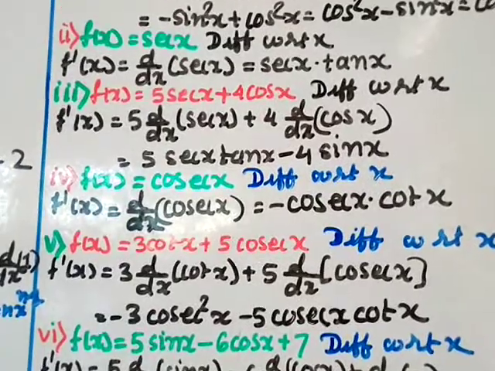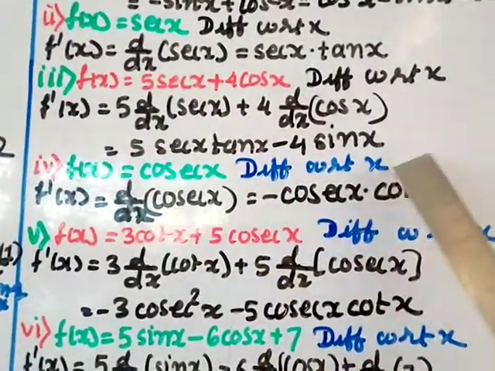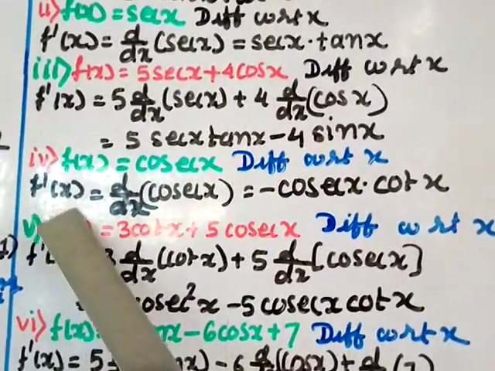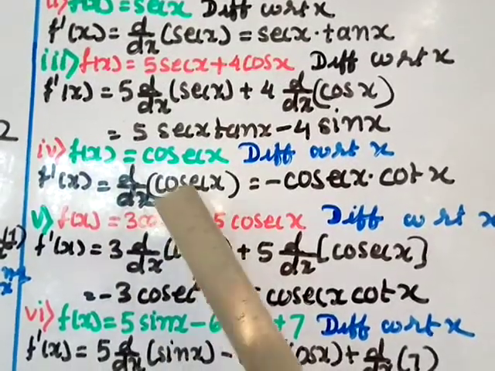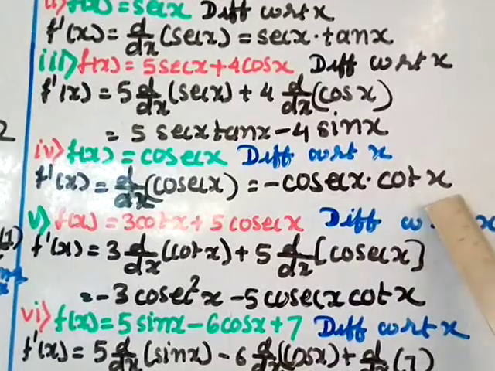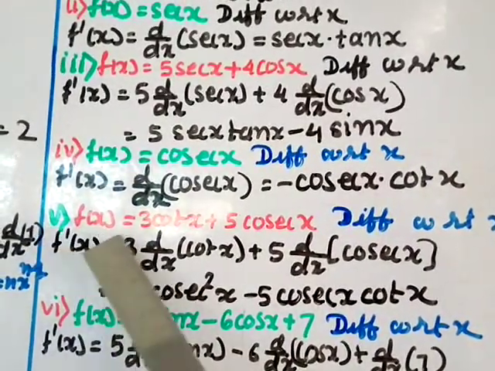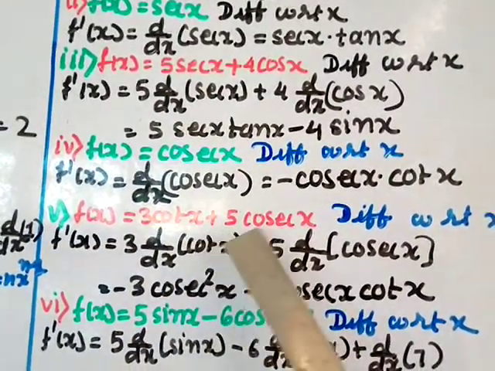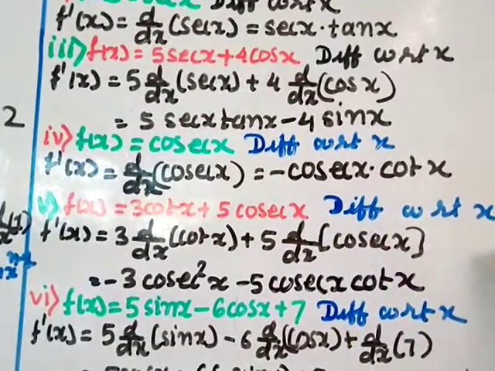Number 4, f(x) is equal to cosec x. Differentiate with respect to x. f dash x equal to d by dx of cosec x, and derivative of cosec x is minus cosec x into cot x. Number 5, f(x) is equal to 3 cot x plus 5 cosec x. Differentiate with respect to x.